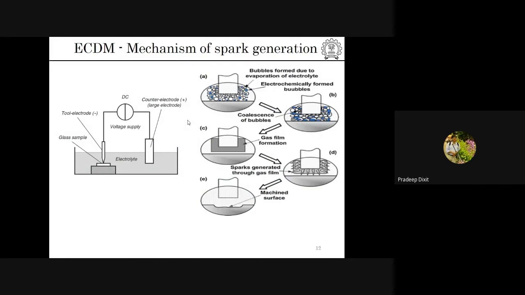I mentioned that we have a tool electrode with negative polarity, and a counter electrode with positive polarity, and the workpiece is kept below. Remember, the workpiece is non-conductive. Now, what is going to happen when you apply a potential between the negative and positive polarity? First of all, it's an electrolyte, and since we have added an alkaline medium, what will happen?